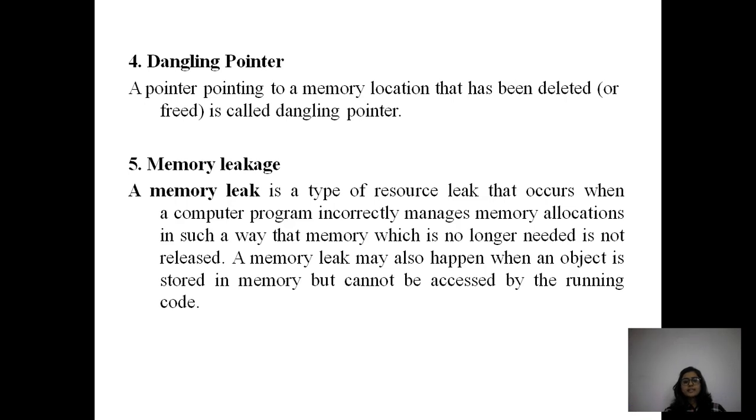Now fourth one is a dangling pointer. A dangling pointer means a pointer points to a memory location that has been deleted or freed. That is known as a dangling pointer. For example, let's suppose I have created a variable a having value 50 and address 1001. Let's suppose I delete the variable a, the value is deleted, but there is still a pointer that points to this free memory. At that time the pointer is known as a dangling pointer.